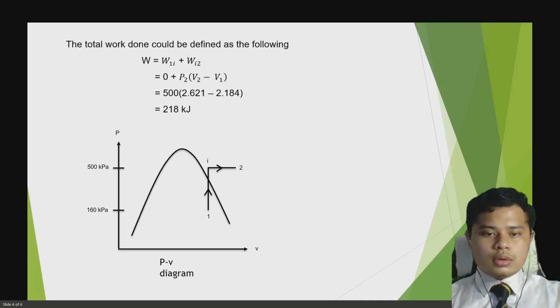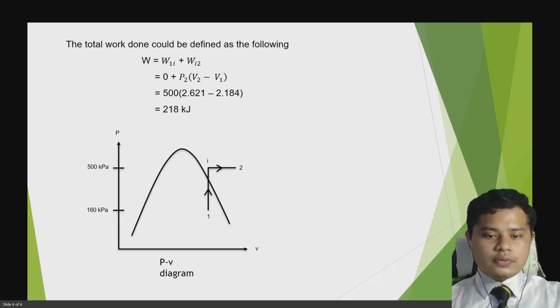So we will move to the second work done, that is from the intermediate process to the final process. We will get the calculation: final pressure times the final volume minus the initial volume. So 500 times 2.621 minus 2.184. So from that we will get 218 kilojoules.